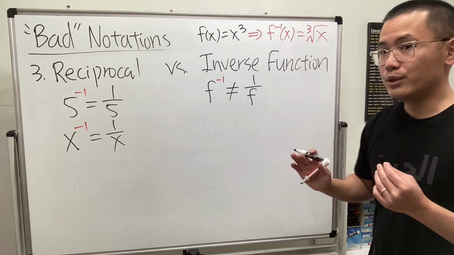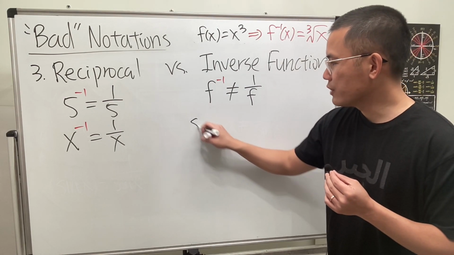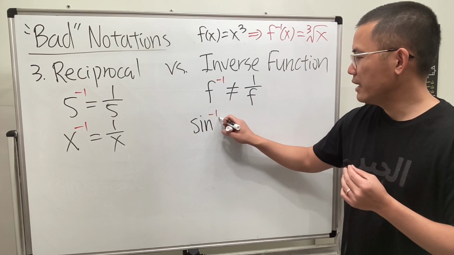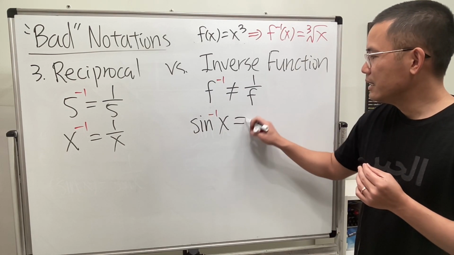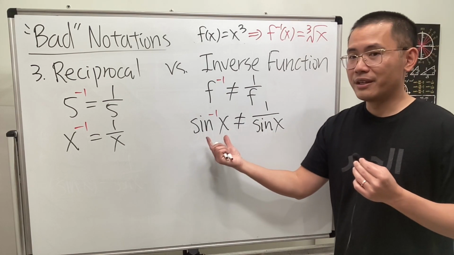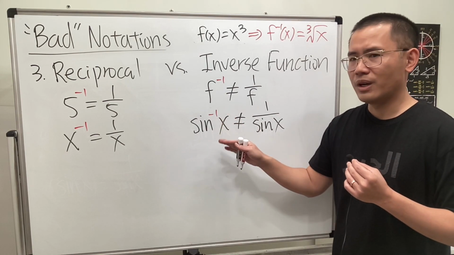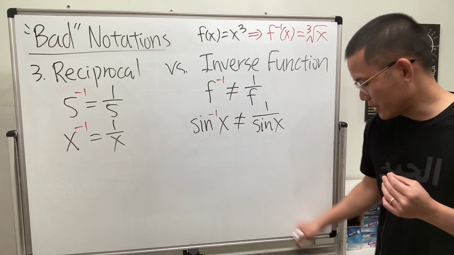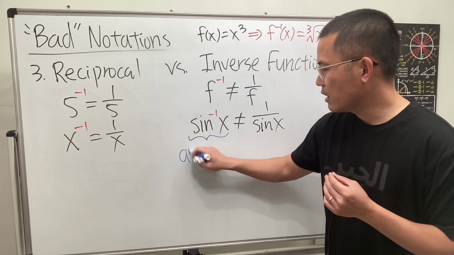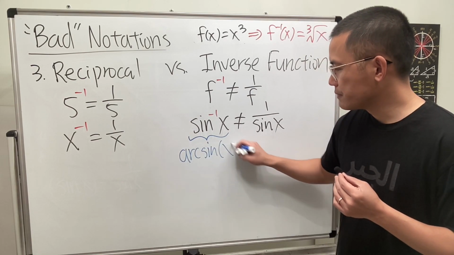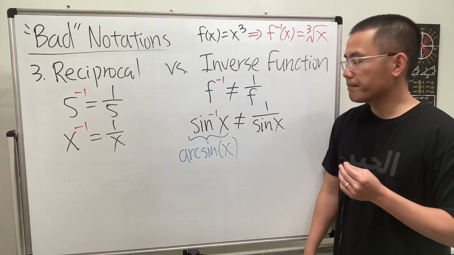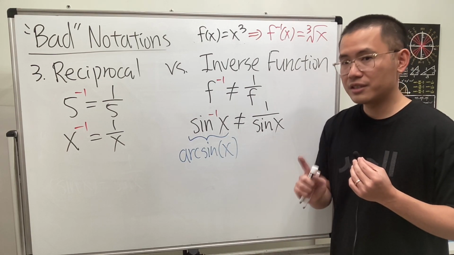And another standard notation is that if you have any trig functions, let's say sine, if you put -1 right here and x, this is also not 1 over sine x, because this right here is a function and then with a -1, it means the inverse function. A better notation for the inverse sine is we write it as arcsine of x, which many people do prefer over that. Okay, but now, check this out.